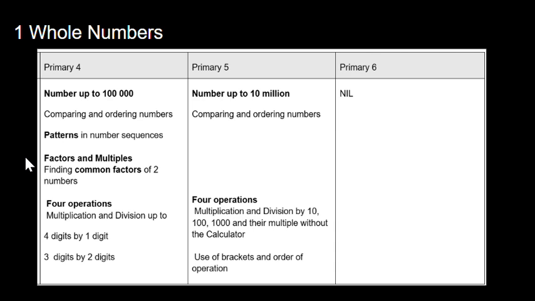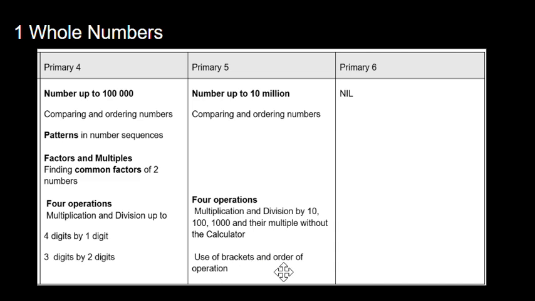Okay. For primary 5, it's actually the same, except that now the numbers increase to 10 millions. That means it becomes a very big number, and they have no issue handling it. Okay. Then for the operations, they must be able to do multiplication and division of 10, 100, and 1000, and their multiples without using calculators. So for example, if they take 100 divided by 10, they straight away know that the answer is 10. Okay, so they should be able to do it without using a calculator.